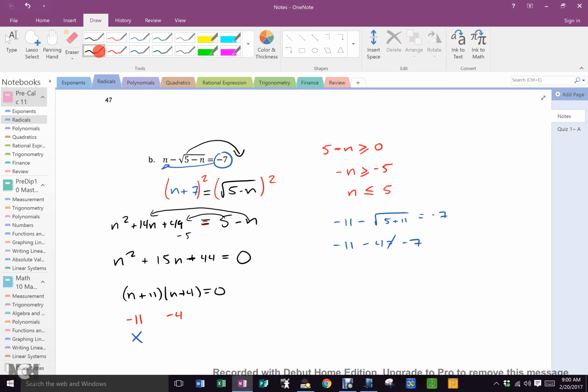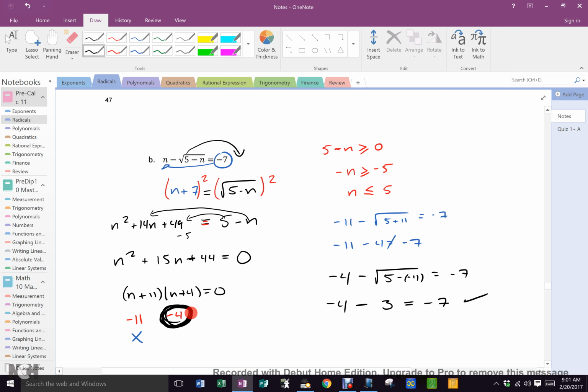What about negative 4? Negative 4 minus the root of 5 minus negative 4 equals negative 7. What's 5 minus negative 4? 9. What's the root of 9? 3. Is negative 4 minus 3 negative 7? Yes. So this is our one and only right answer.